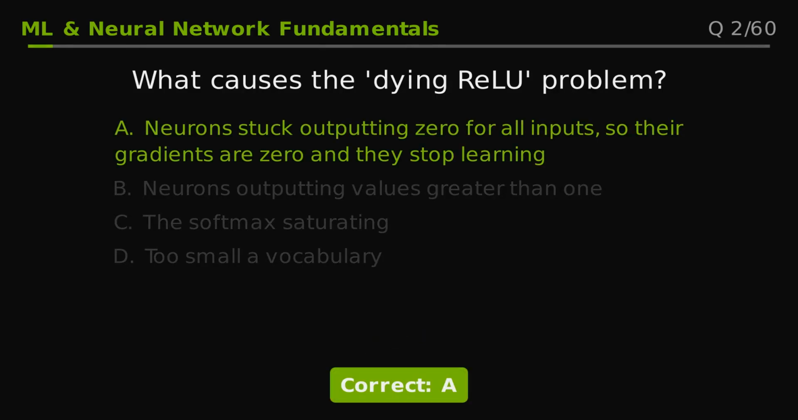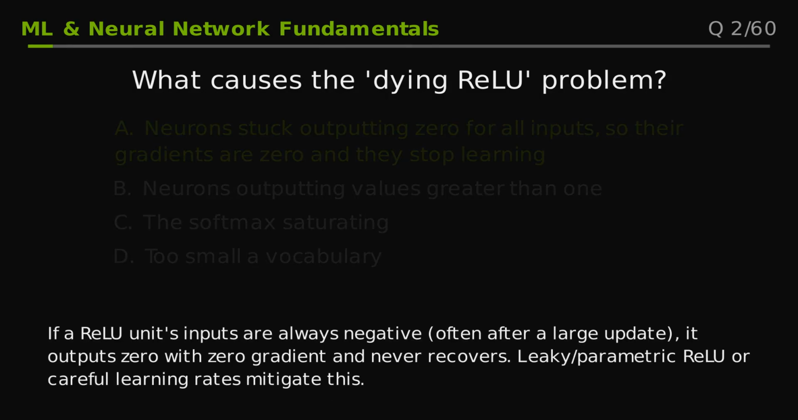The correct answer is A. If a ReLU unit's inputs are always negative, often after a large update, it outputs 0 with 0 gradient and never recovers. Leaky ReLU, parametric ReLU, or careful learning rates mitigate this.